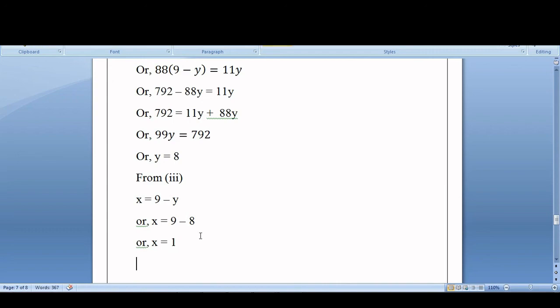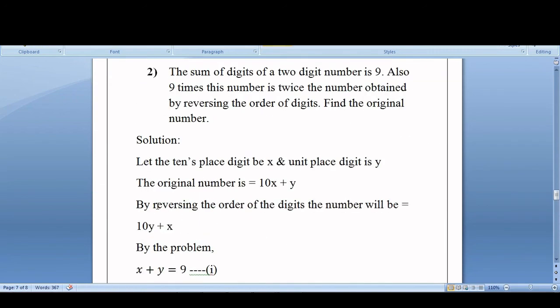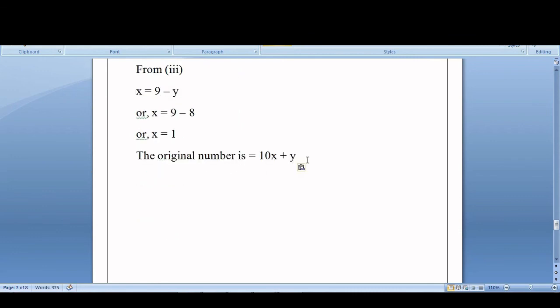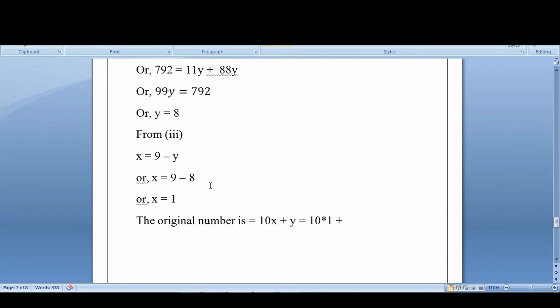Now, this is not the actual answer. Our actual answer is this one: the original number is 10x plus y. So simply putting the value of x, that is 10 into 1 plus the y value, how much is it? It's 8. So it will be 18. So this is our actual answer.